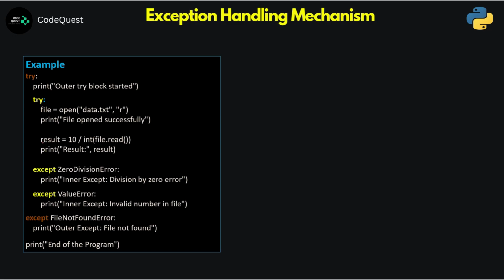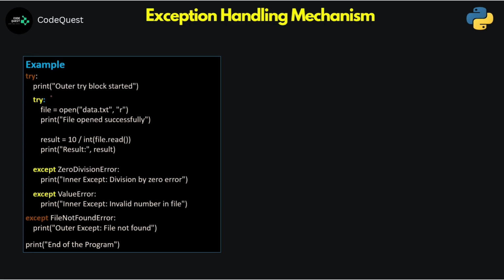The next line calls the read method, which is going to read the content of this particular file, and whatever content is read is going to act as a divisor. So 10 divided by whatever content it has read, I'm storing in this result and printing it. Now there are two except blocks. Both of them are inner except blocks. One is ZeroDivisionError, the other one is ValueError.